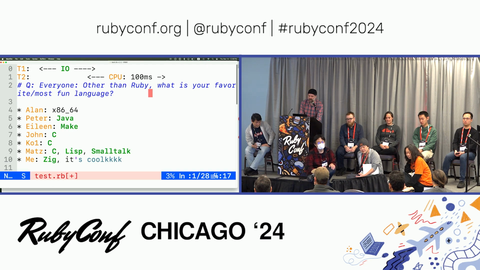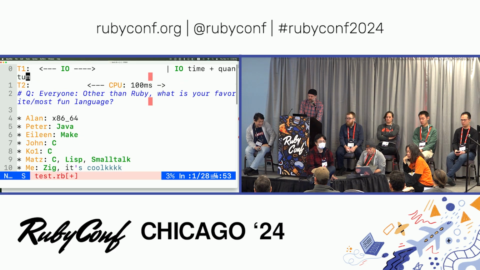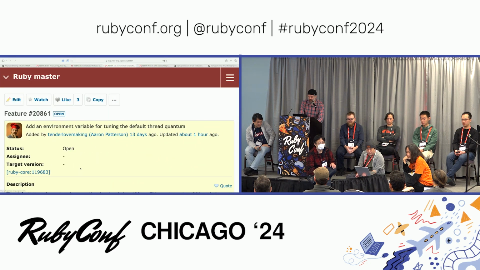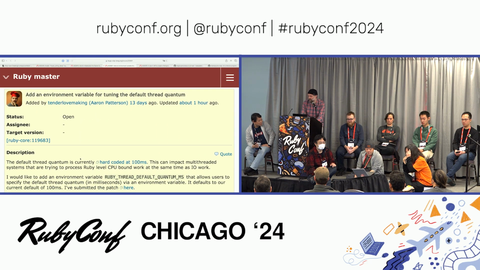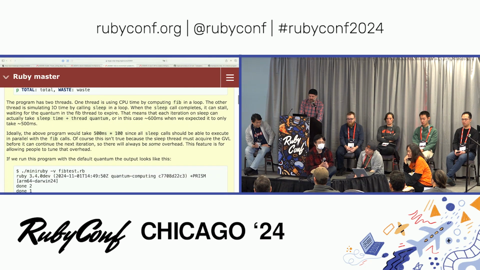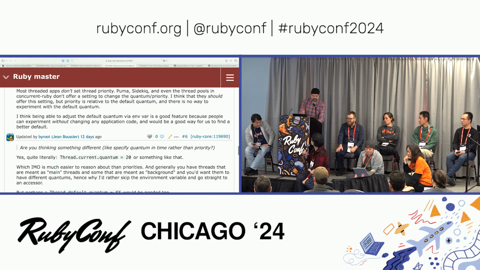Now this I/O time, we're not allowed to switch back to T1 until this quantum finishes here. So the amount of time we get to come back, return to T1, is actually I/O time plus quantum. My problem is that I think 100 milliseconds is too long. So I want to shorten that, and I want to do it with an environment variable, and that is what this is about.